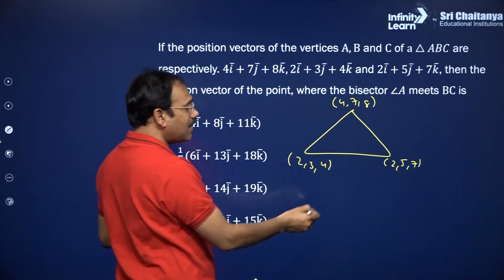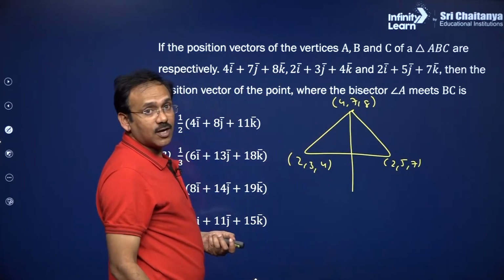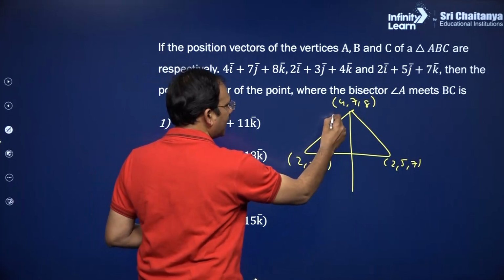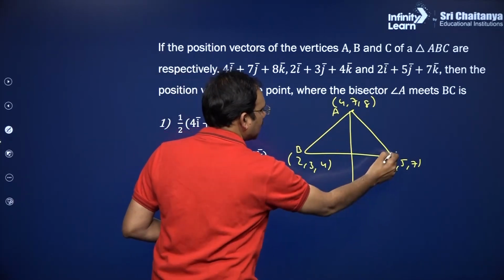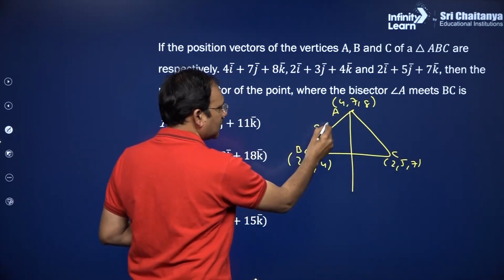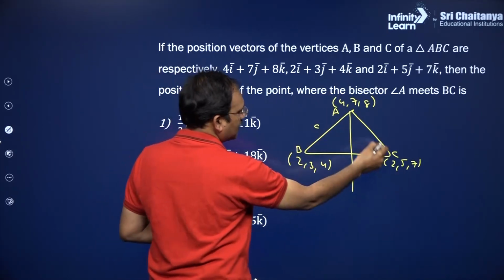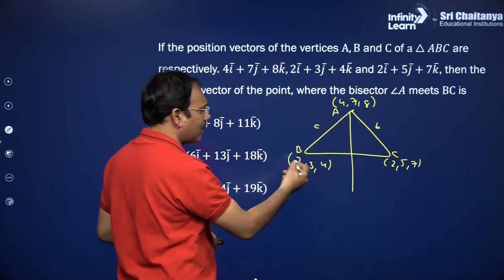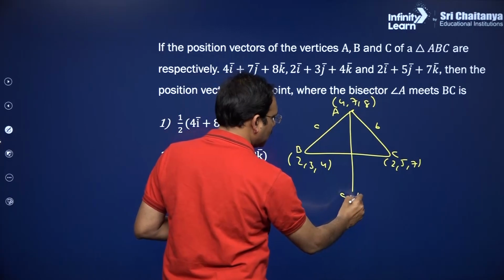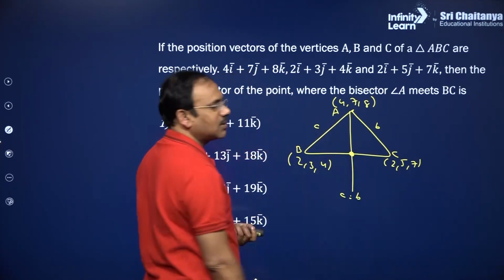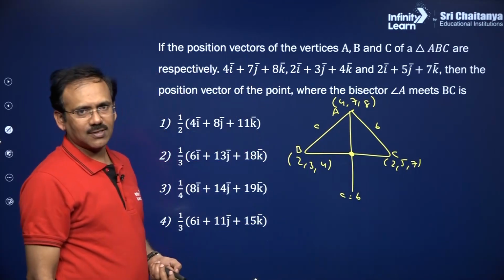Now the angular bisector divides the base in the ratio of the other two sides. Simply let it be, my dear friends, ABC. You just find AB, suppose this length is c, AC, suppose this is b. Just find the point which divides BC in the ratio c is to b. You are going to get this particular point. That is what he is asking here.